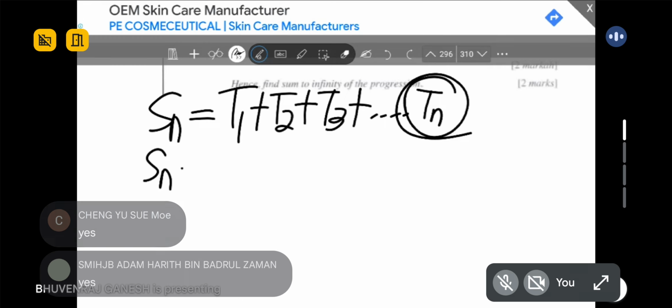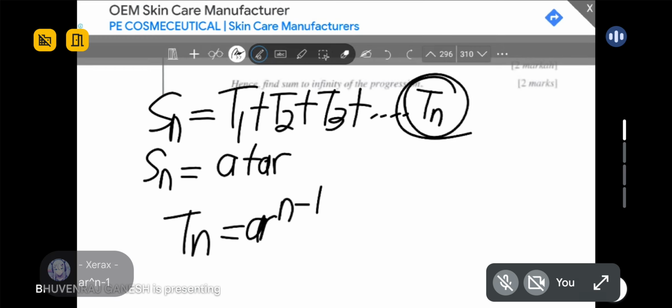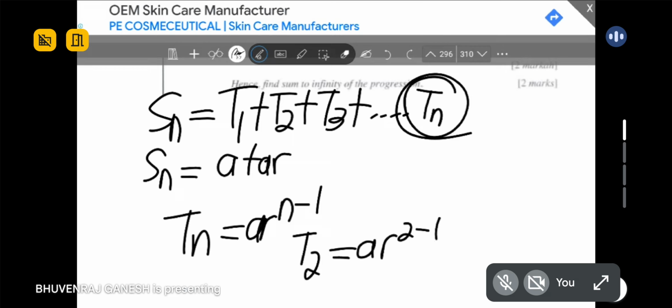Okay. So now T1 I can write as a. T2 I can write as ar. How do I know? Because I'm using this formula, guys. Tn equals ar to the power n minus 1. So for example, T2 equals ar to the power 2 minus 1. So it's ar. That's why I get ar here. Understand?